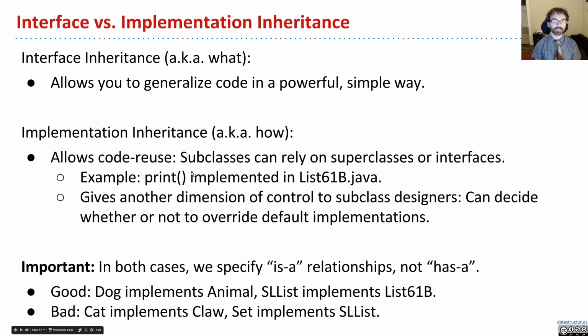Now in both cases, I want to point out a common pitfall that you may fall prey to. Anytime you use inheritance, either kind, you should be specifying an is-a relationship and not a has-a relationship. What do I mean by that? Well, an example of an is-a relationship is this. A dog is an animal, right? I mean, every dog is an animal. And likewise, every S list is a list61b, right? That's great. We specify those things.